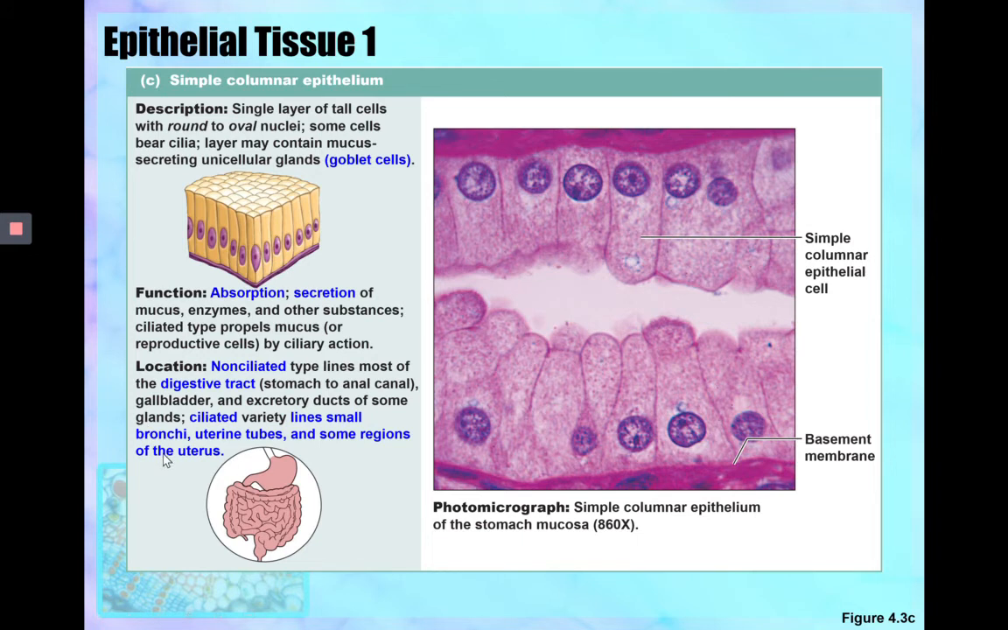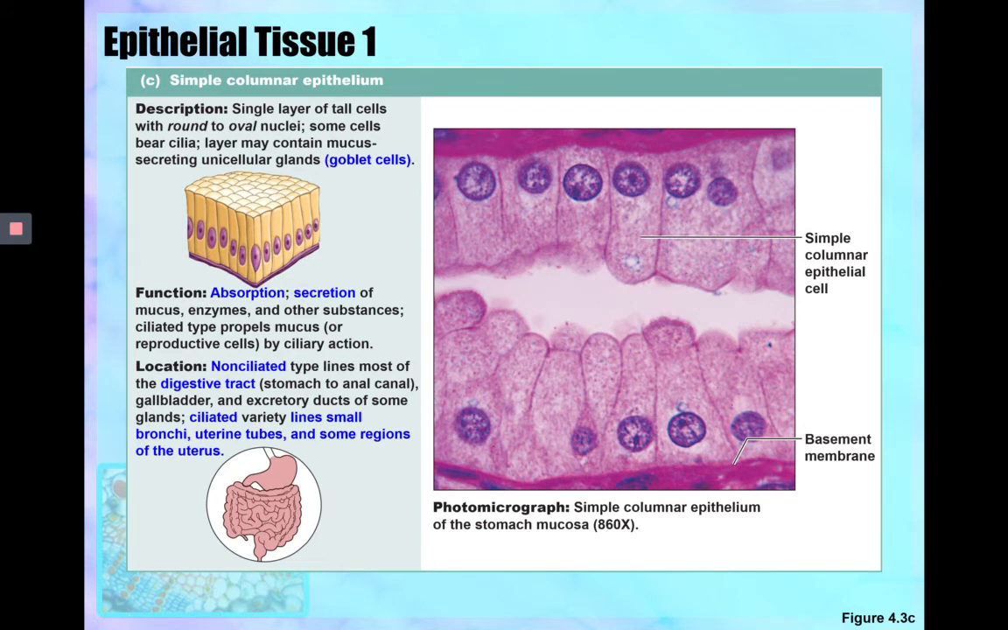It's even in some areas of the uterus where it also has the cilia. So in general, you may notice a trend so far. After we hit simple cuboidal, absorption and secretion seem to be a common thread for the function of epithelial tissue. Because these cells are so great at secretion, we oftentimes find in between the lateral borders of these cells unicellular secreting glands called goblet cells.